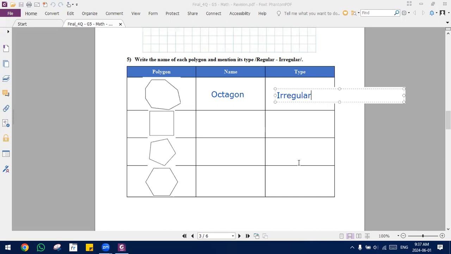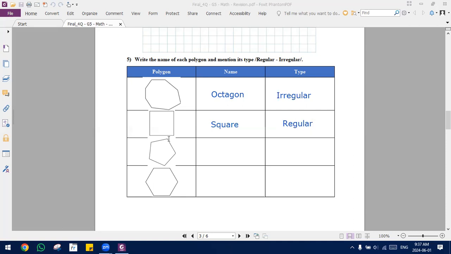Okay. The second one, it has 4 sides. So it's a quadrilateral. But since all of them are equal, we know the name of it. It's called a square. Or we can write quadrilateral, okay? Square. Is it regular? Of course. All sides are equal. So it is a regular shape.